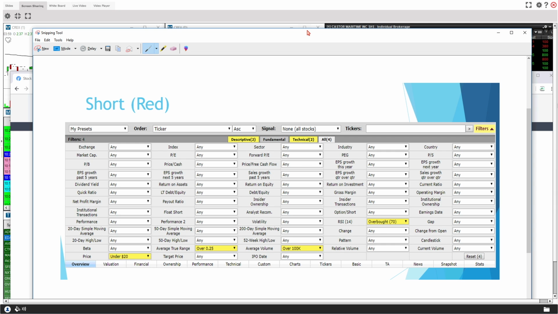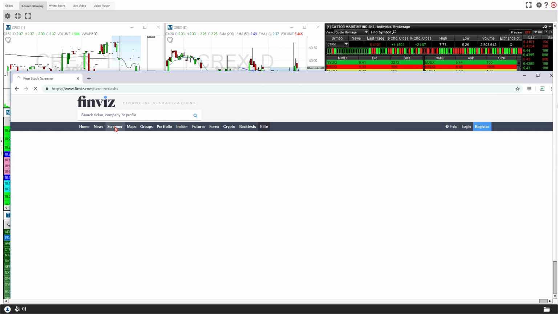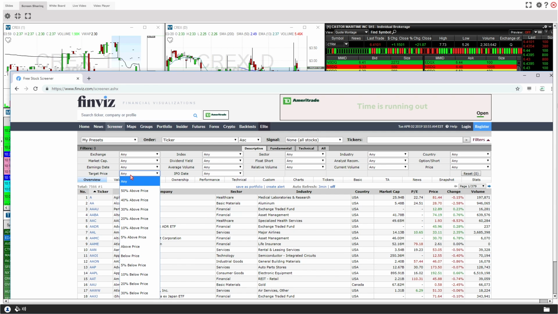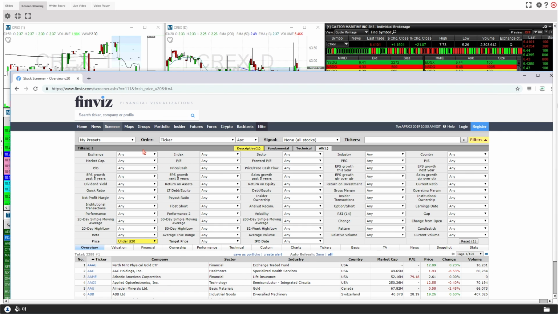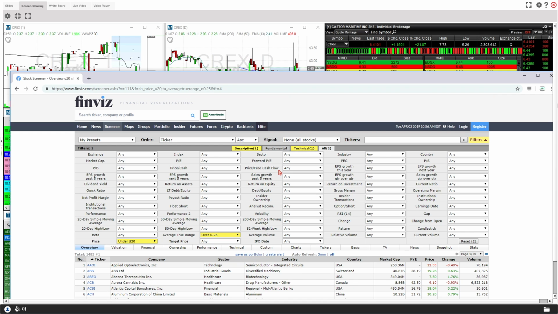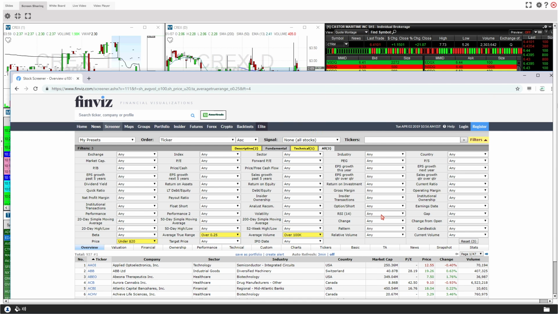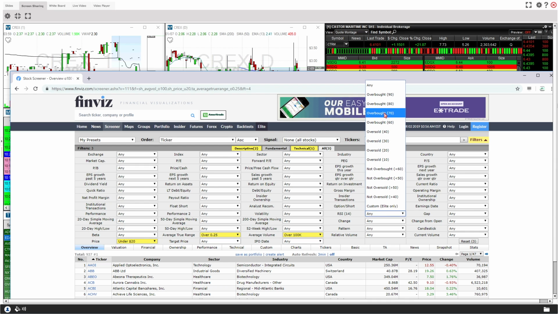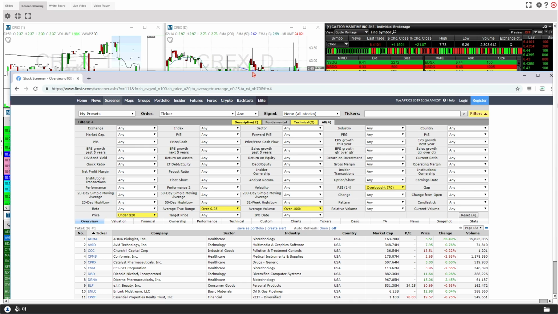And RSI, we want to be on the overbought side, right? So let's type in this one and see what we have right here. We're going to go to price, under $20. Average true range, which means it stays within this 25-cent range. After that, our average volume, we're going to go with 100K. After that, guys, we're going to go to RSI, and we're going to go to overbought. We're going with a 70 because we're going to see stocks that are more on the overbought side.